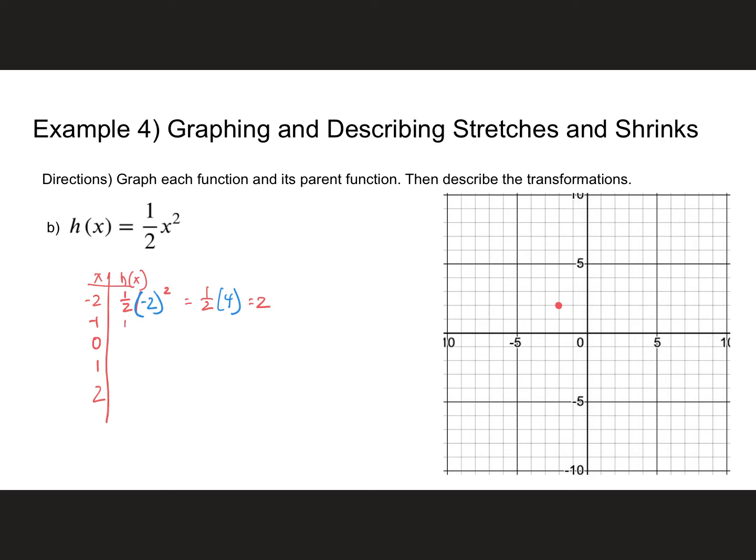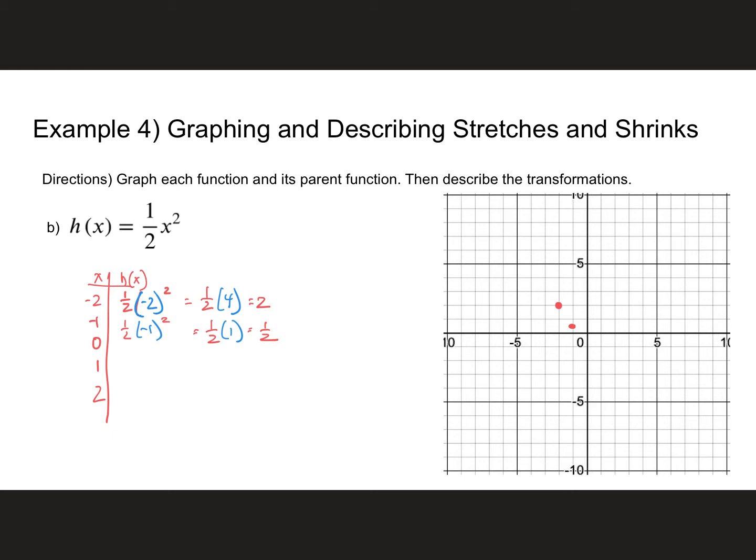Let's go to the next one. 1/2, and it's -1 squared. So that's here. So that's 1/2. Negative 1 squared is positive 1, which gives me, let's see, so that's just 1/2. So my next coordinate pair is negative 1, 1/2. Okay, we'll do our best with that graph. And then I'll just go ahead and fill in the rest.